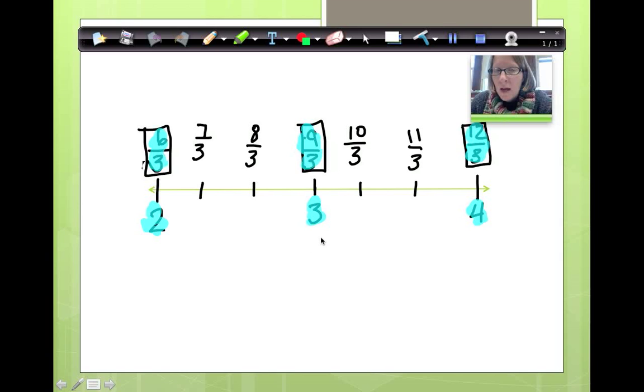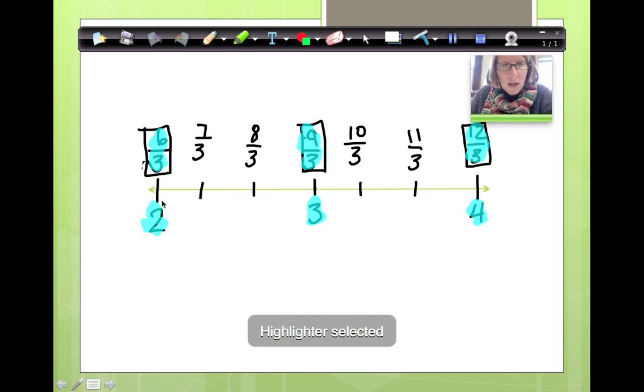Now how come I started with 6 thirds? How come I didn't start with 0 thirds? Well, I didn't start with 0 thirds because my endpoint on this segment of the number line was a 2, wasn't it? Well, 2 is definitely more than 0. Absolutely.